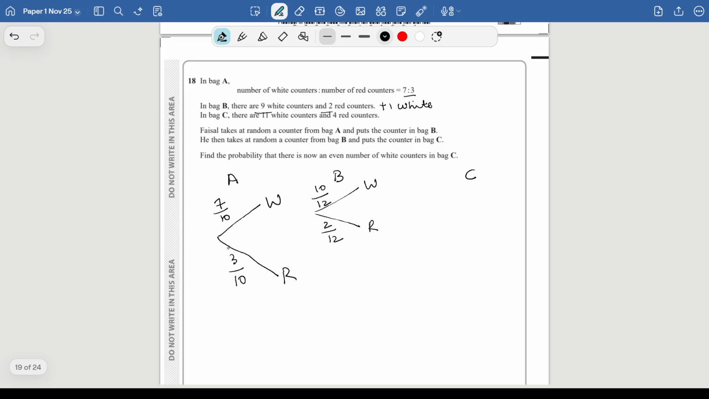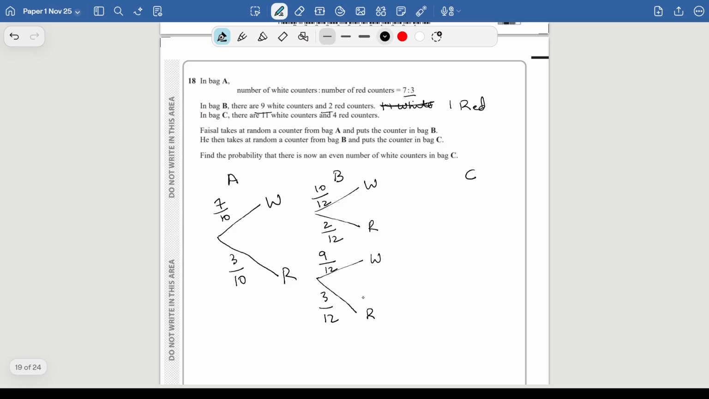Now, assuming that Faisal has taken a red counter first from bag A and is putting it in bag B, what are the possibilities we have? He can take a white or a red again from bag B, after taking red from bag A. So now how many white counters will he have? Well, one red counter is included in bag B. So there will be 9 white counters out of a total of 12 counters. And there is one red counter added here, so there will be 3 out of 12 red counters.